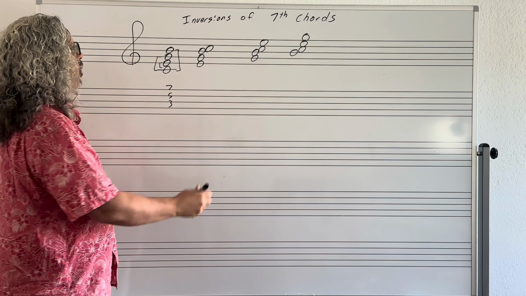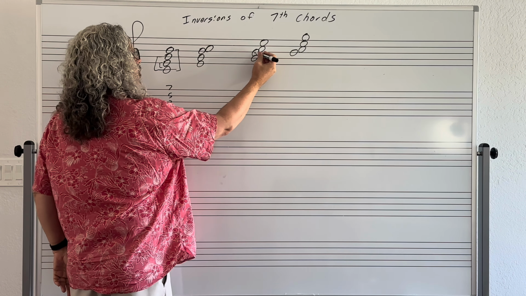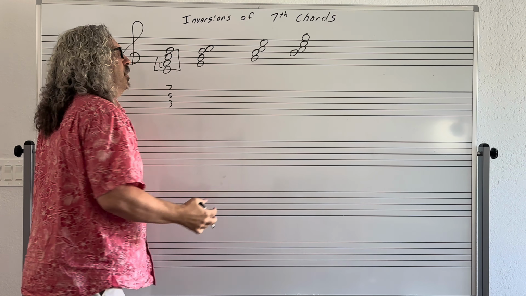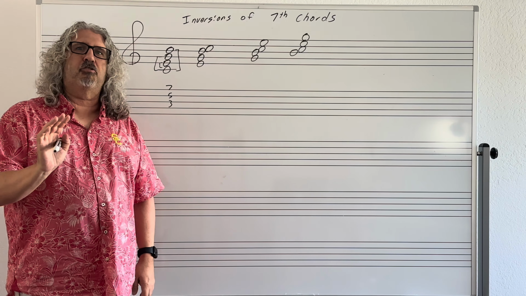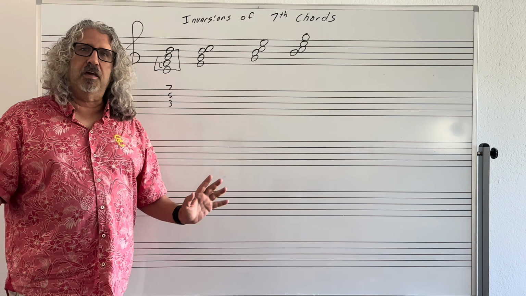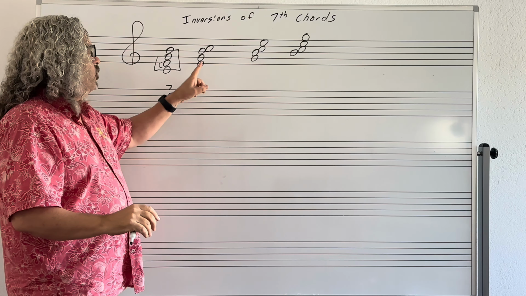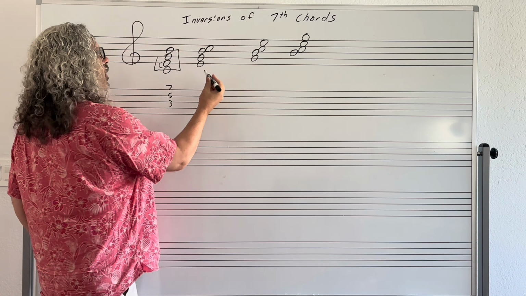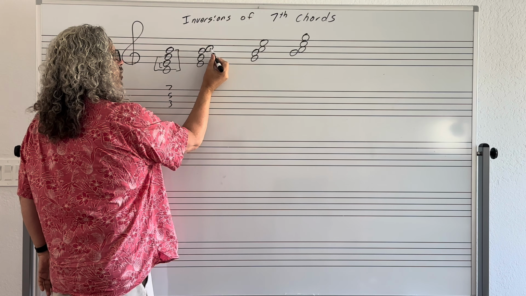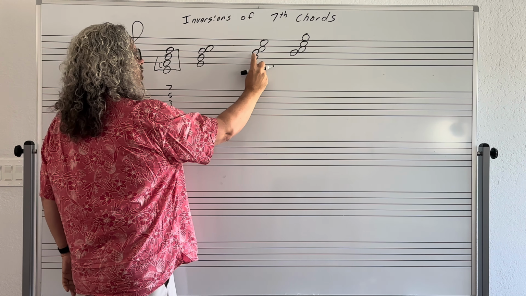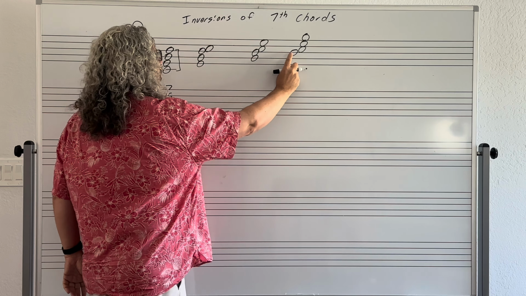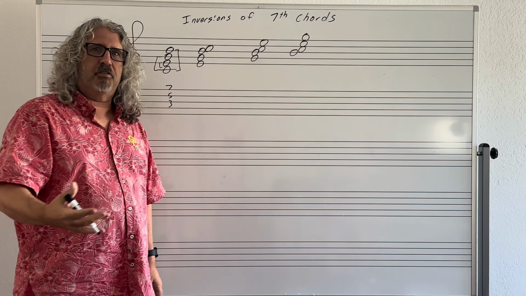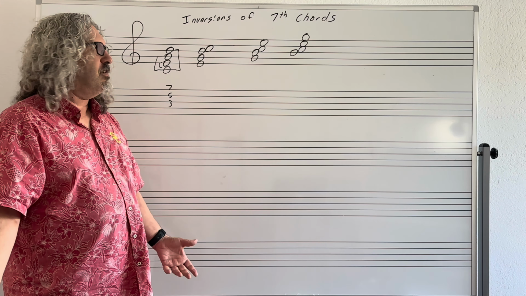Now, if you notice on all of these, you're going to get a second somewhere. We'll talk about that a little later when we're trying to identify these. As soon as you see a second, that's a giveaway that you've got a seventh chord. You take a look at the top note of the second, and that's going to be the root. What's the top note of the second? A C. A C. A C. So I know that these are all C seventh chords.